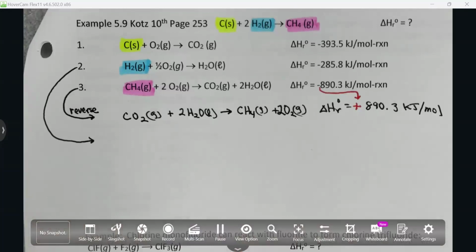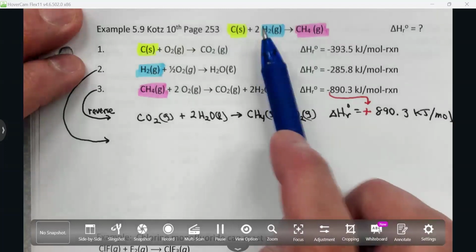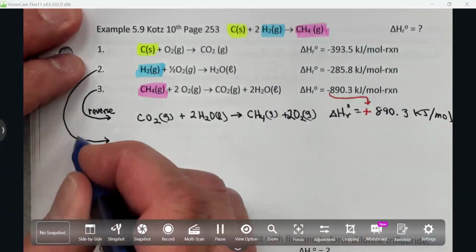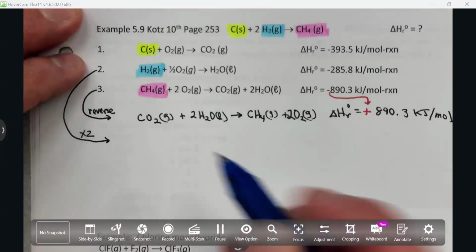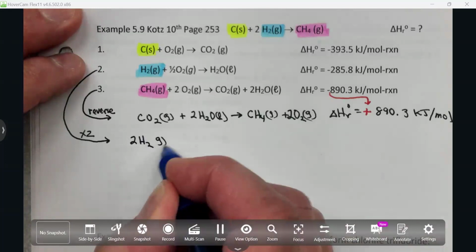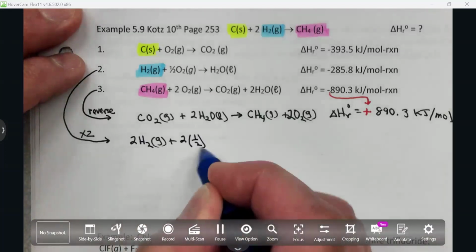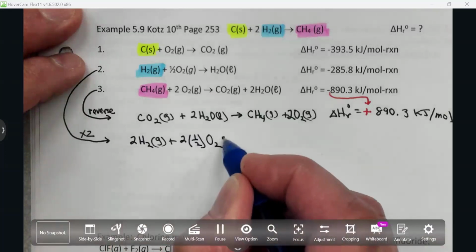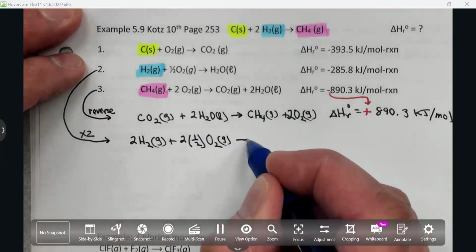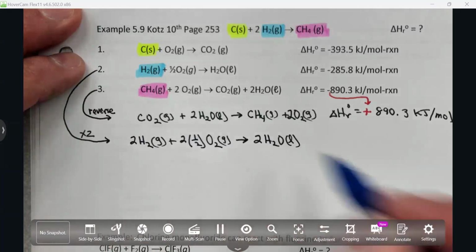Reaction 2, what are we going to do? We got to go times 2, correct? We got to go times 2 because of this 2 right here. So we're just going to go times 2. So it's going to be 2H2 gas plus 2 times 1/2 O2 gas gives us 2 waters.